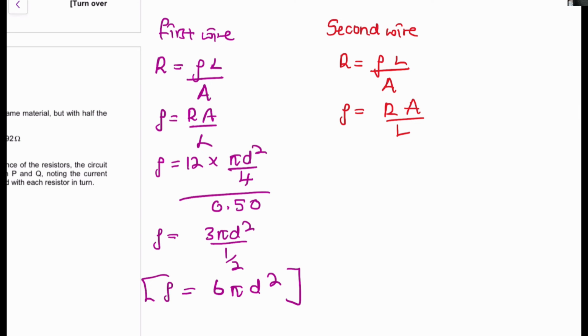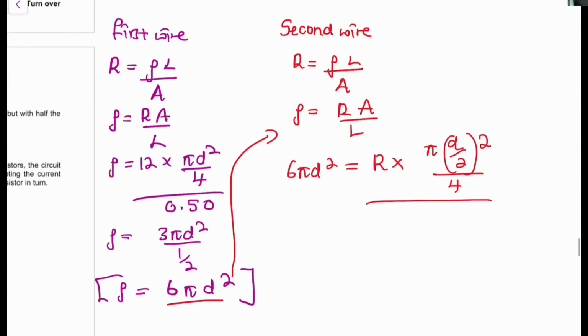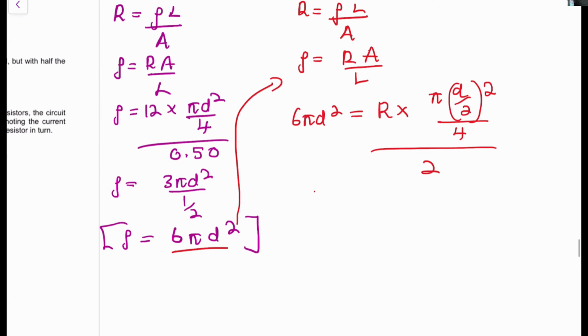Okay, so let's do the second wire. For the second wire, the value of R again is going to be equivalent to rho L divided by A. Your rho is going to be equivalent to R A over L, but it's constant. So it means that this answer is going to apply here. So we're going to have 6 pi d squared. I hope you're following, guys. Going to be equivalent to R times, we want to find R, right?